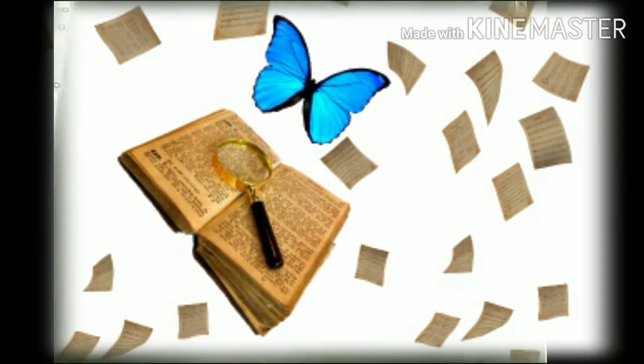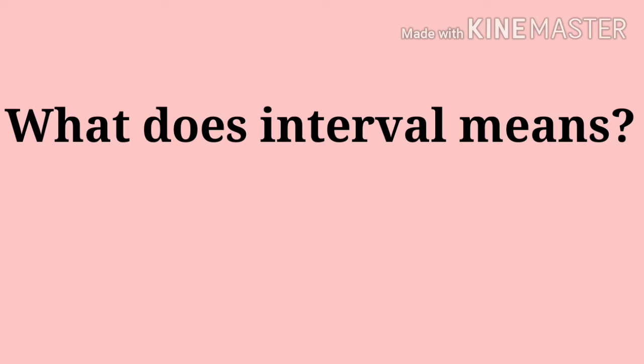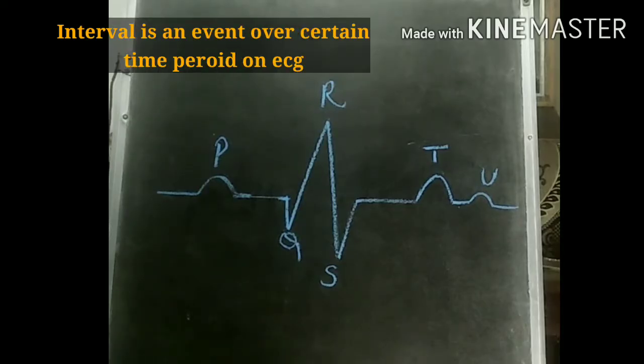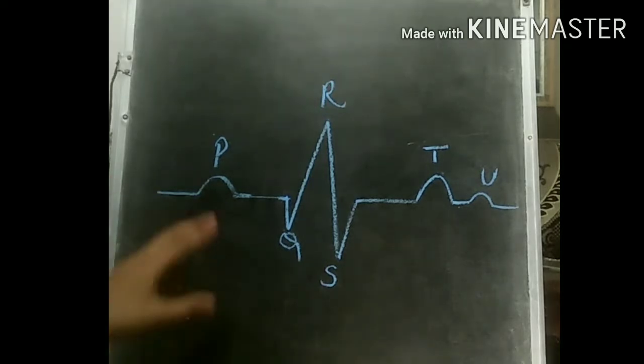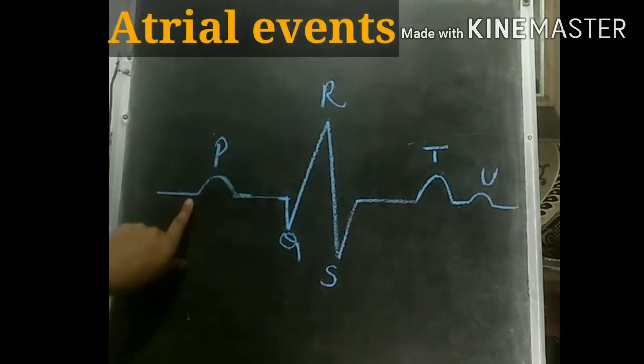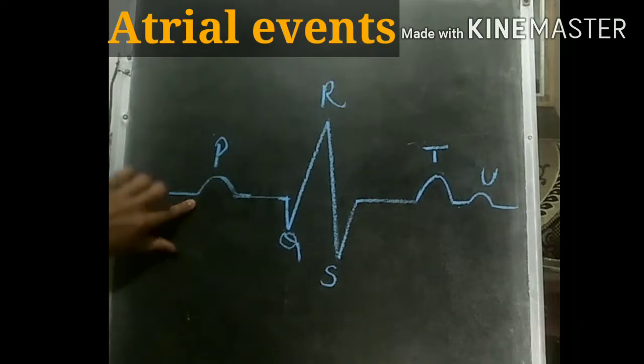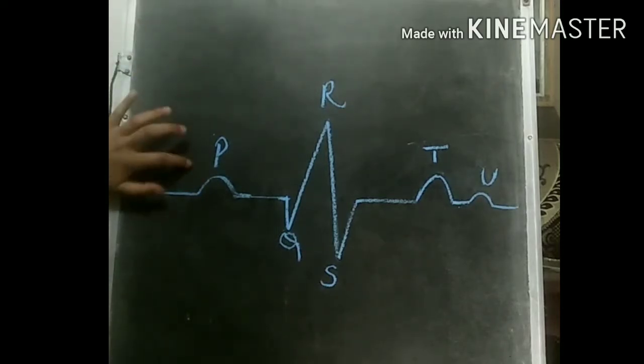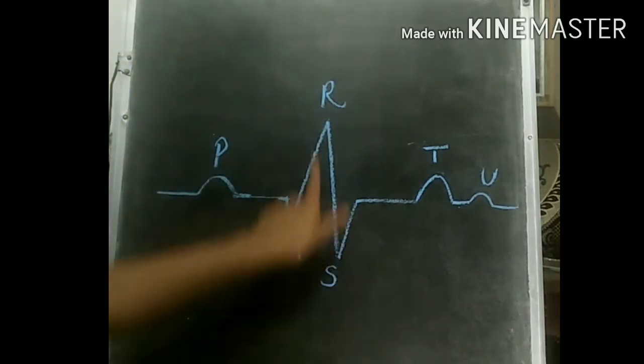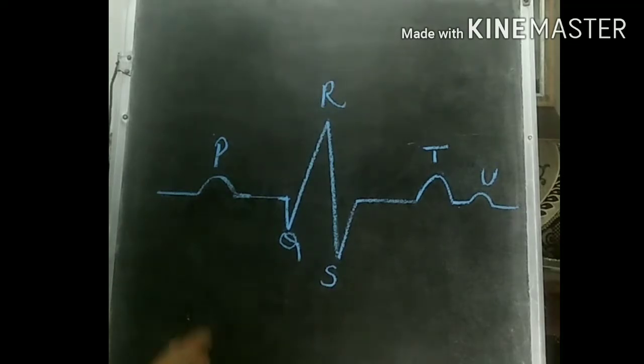Now next, moving on to the different segments and different intervals which you might have seen while reading your books. Now what does interval mean? Interval means a single event. So let us consider the interval or event related to atria. We know the atrial depolarization starts from the P wave, and it ends somewhere in between, somewhere where there is the R wave.